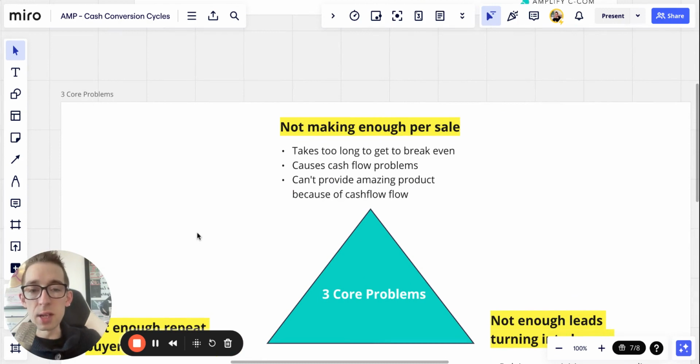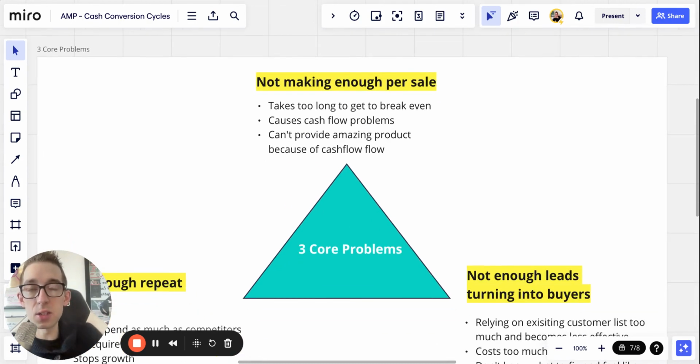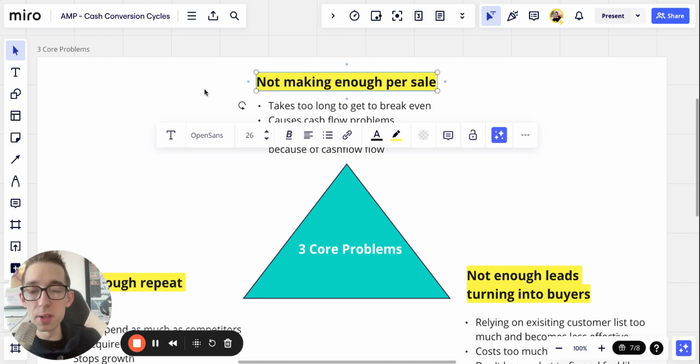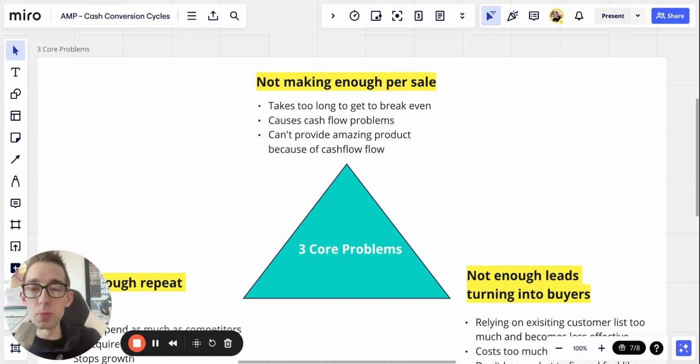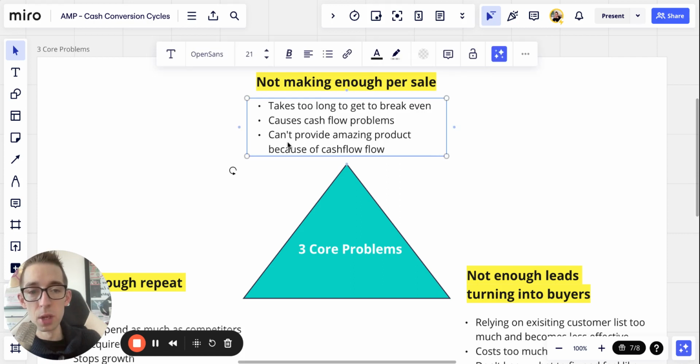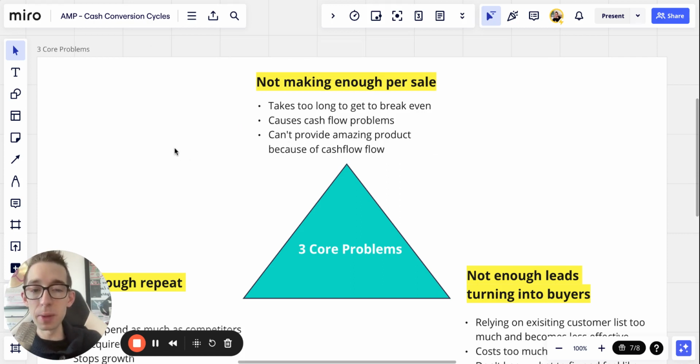So it comes down to 3 core problems. These are the things that slow down the cash conversion cycle. Either you're not making enough per sale. So that means when someone comes and buys a product from you, they're not spending enough with you at that time, right? So it takes too long to break even. It causes cash flow problems.